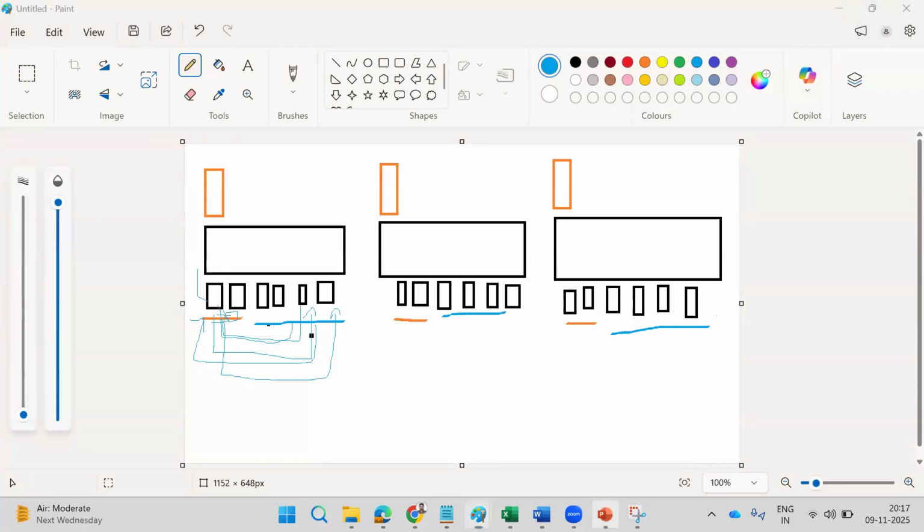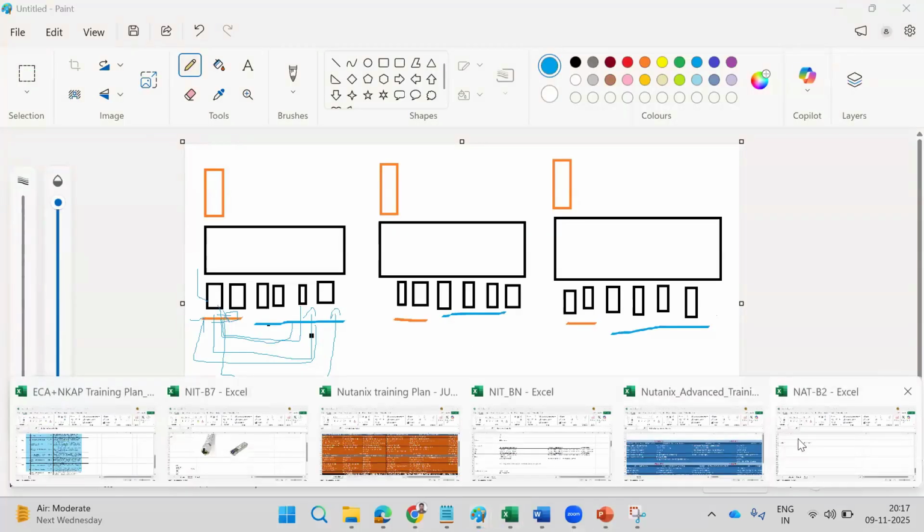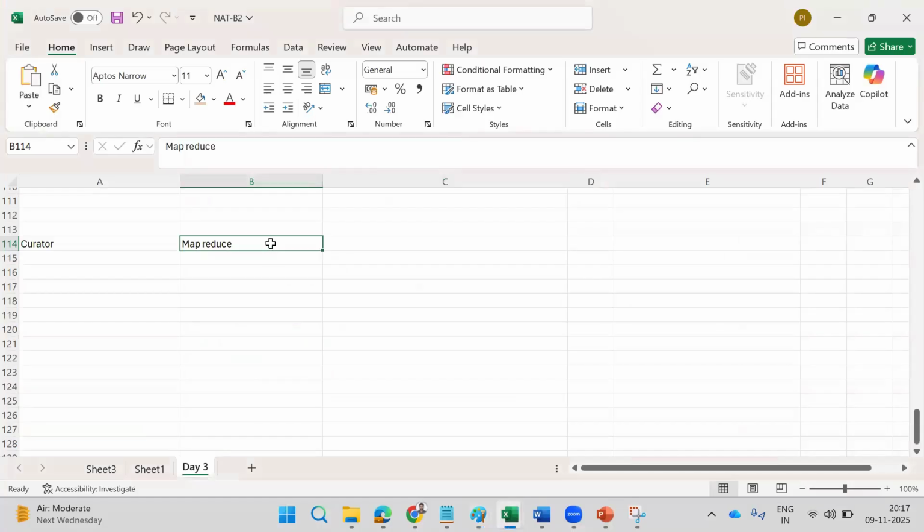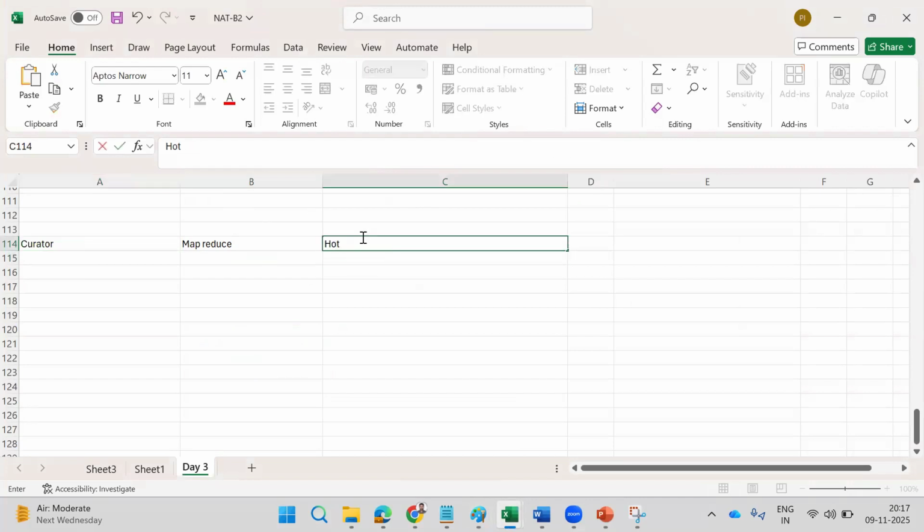That movement, hot tier to cold tier or cold tier to hot tier, is a MapReduce feature. Okay, this happens using curator because somebody needs to tell which is hot data and which is cold data, correct? That responsibility is curator's. Curator has the MapReduce feature. That MapReduce will do this hot tier to cold tier movement. Okay, is that clear? Yeah.